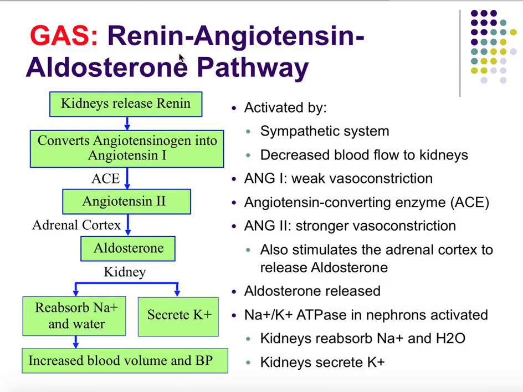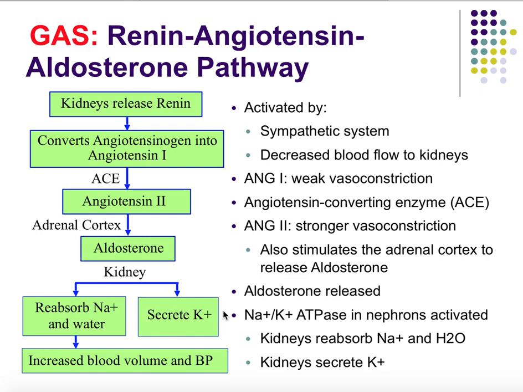The RAA, the renin-angiotensin-aldosterone system, can be activated by the sympathetic. It's also activated by low blood flow to the kidneys, but it all starts with the release of renin from the kidneys. Renin will convert angiotensinogen, released by the liver, into angiotensin 1. Angiotensin 1 gets converted into angiotensin 2 with the help of ACE, angiotensin converting enzyme. Ang2 will go to the adrenal. It'll do many things, one of which is it goes to the adrenal cortex and causes the release of aldosterone. Aldosterone will then cause the kidneys to reabsorb water, and it will do that by causing you to reabsorb sodium, and water follows sodium.